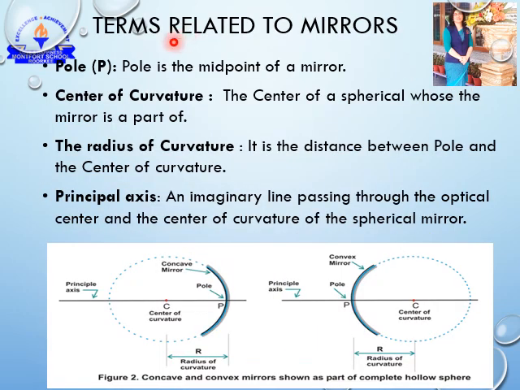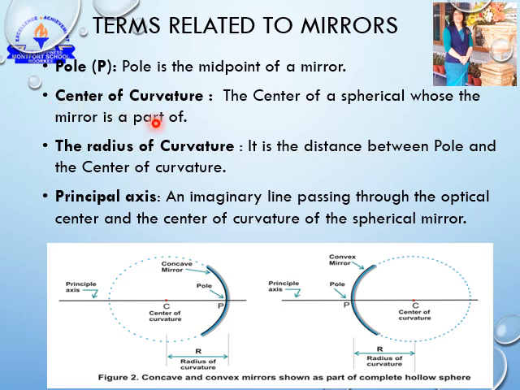In this slide, we are going to discuss the terms related to mirrors. The first term is pole. Pole is the midpoint of a mirror, whether it is a concave mirror or a convex mirror. Midpoint of a mirror is known as a pole.